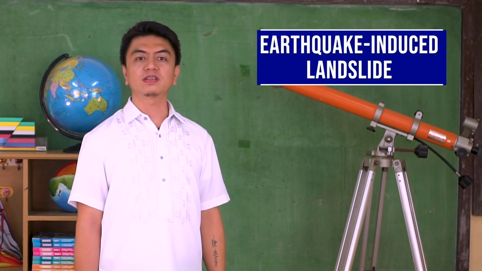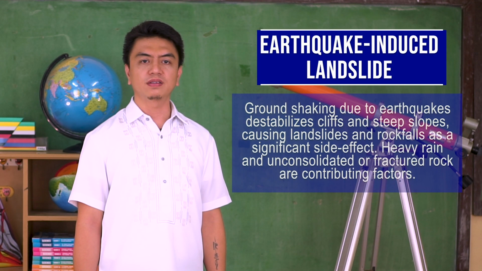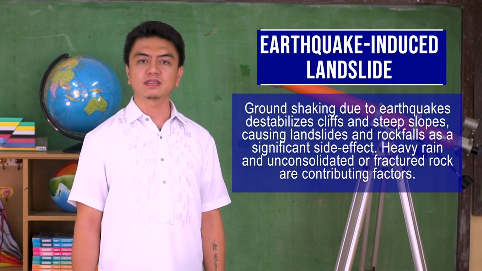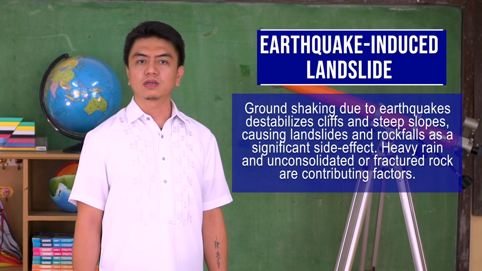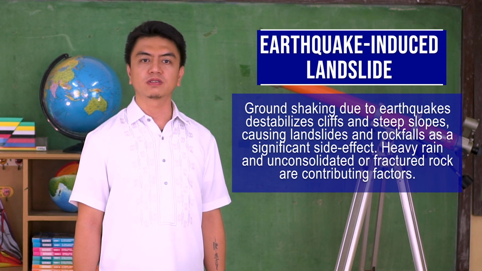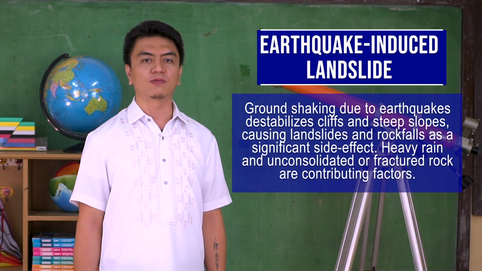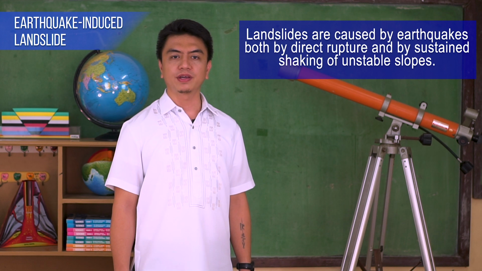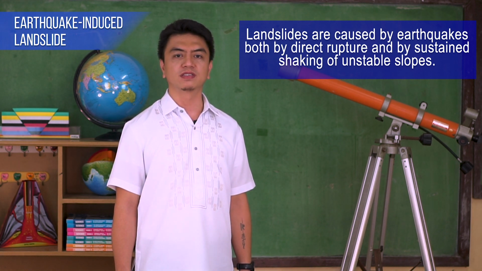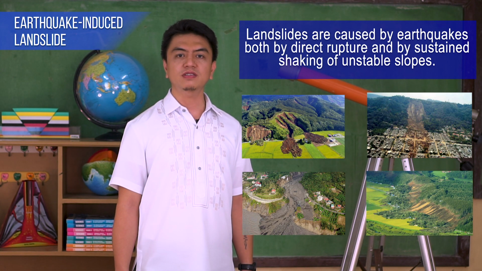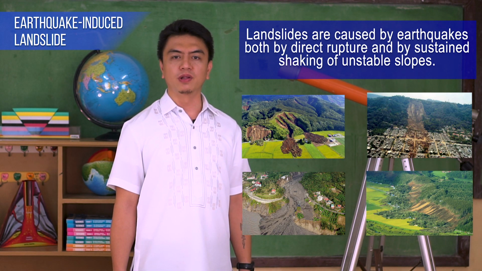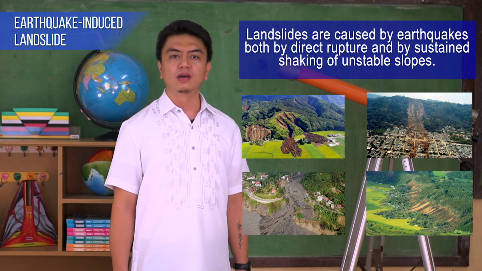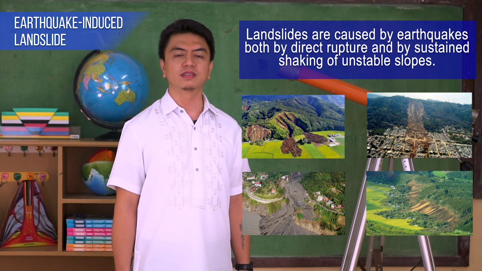Earthquake-induced landslide is another hazard. Ground shaking due to earthquakes destabilizes cliffs and steep slopes, causing landslides and rock falls as a significant side effect. Heavy rain and unconsolidated or fractured rock are contributing factors. Landslides are caused by earthquakes, both by direct rupture and by sustained shaking of unstable slopes. They can easily destroy buildings in their path, or block roads and railroad lines, or take hilltop homes with them as they tumble.